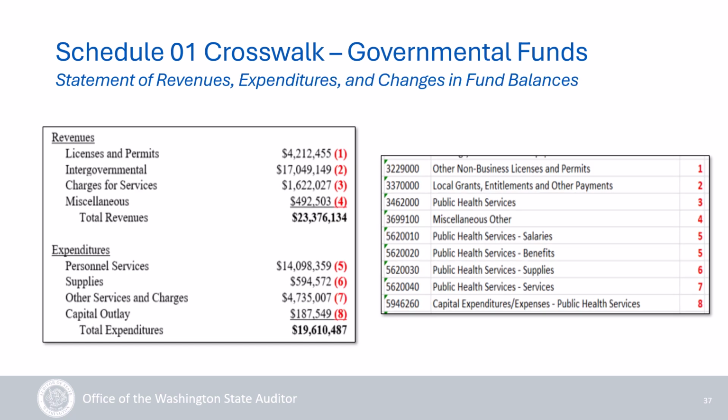We are going to move on to the crosswalk for governmental funds now. I will move a little more quickly through this because the basic concept is the exact same, but for the governmental crosswalk, it is a little more simplified since we are not dealing with the memorandum accounts. On the left of your screen, you'll see a snapshot of the statement of revenues, expenditures, and changes in fund balances for a GAAP health district that reports as a governmental fund.